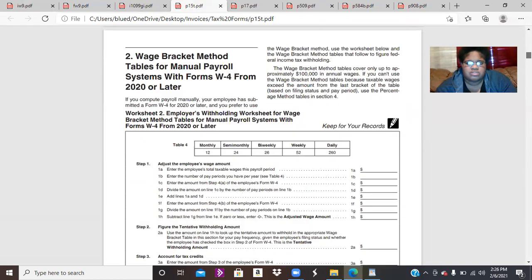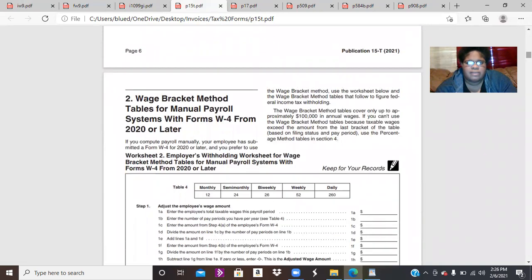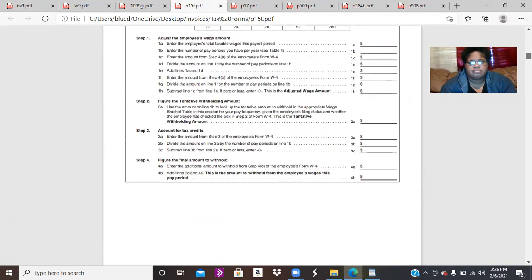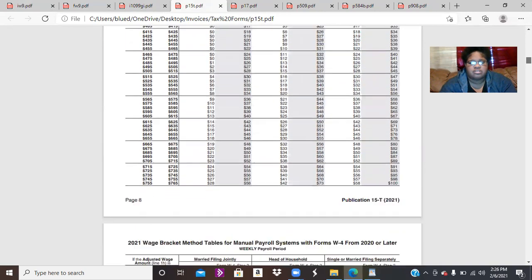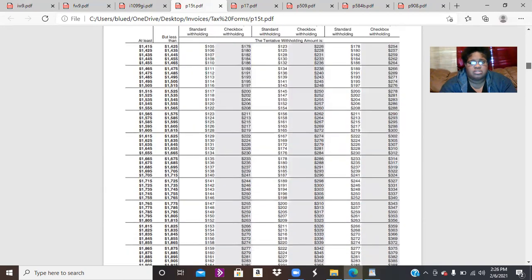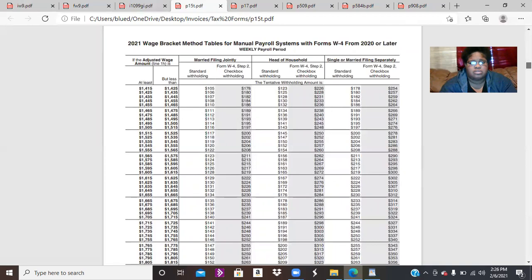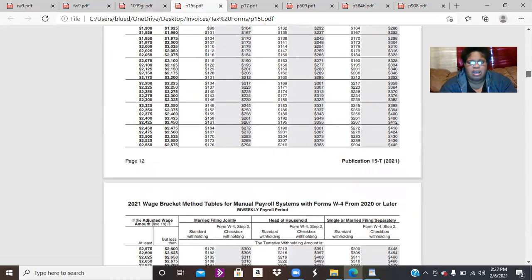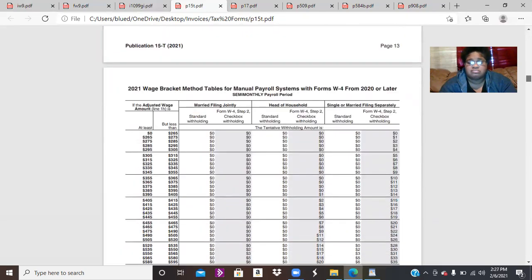Wage bracket method tables for manual payroll systems with forms W-4 from 2020. So this would be basically if you didn't have an automated system doing it. And then you got the wage brackets. It tells you what their standard withholding would be, how much they would be taking out of their checks and stuff like that. Single, married would have a little bit of difference, not much. So this basically tells you how much should be coming out of their check.